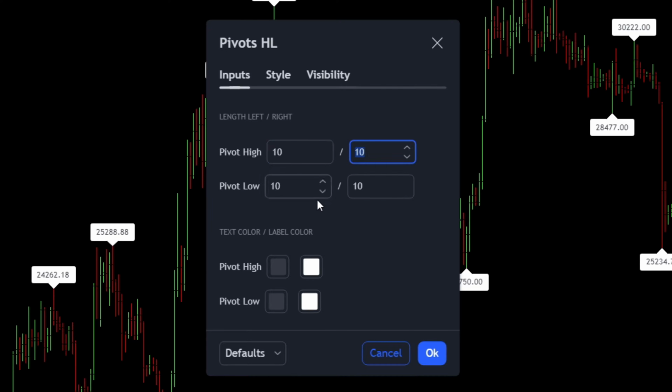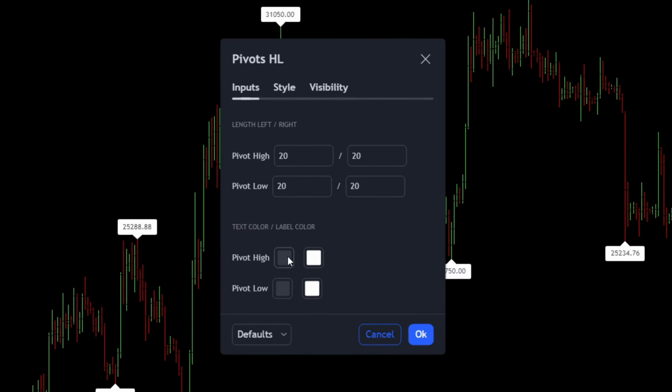The 10 and 10 here basically means that the pivot highs are calculated based on 10 candles to the left and 10 candles to the right. So in order to make the pivot points more significant, I recommend to change the pivot high left to 20 and the pivot high right to 20. And we also of course want to do the same here for the lows, so we change the pivot lows to 20. If you want to, you can also change the colors of the pivot points, but I think the white color is looking good, especially because I have a black chart. So now we are done here with the settings and we are ready to click OK.